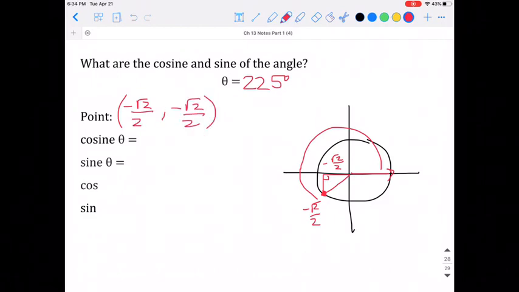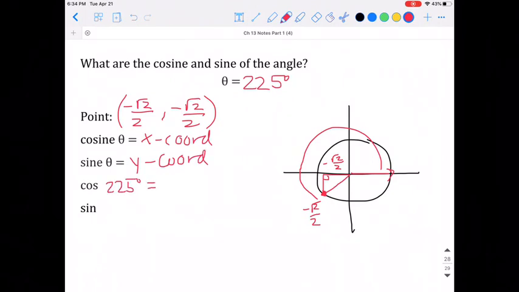Again, the cosine of theta is represented by the x-coordinate, and the sine is represented by the y-coordinate. So the cosine of 225 degrees is going to be negative radical 2 over 2, and the sine of 225 degrees is going to be negative radical 2 over 2 as well.